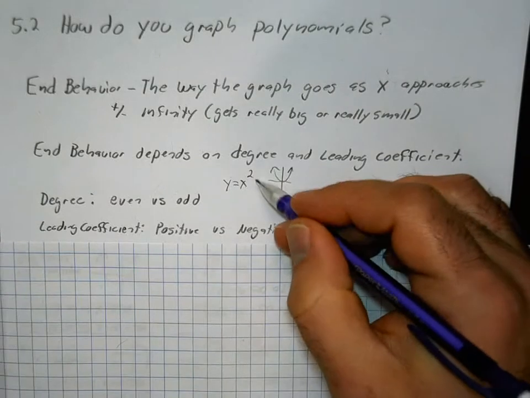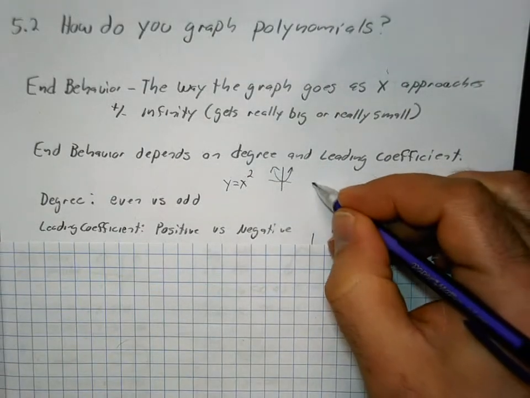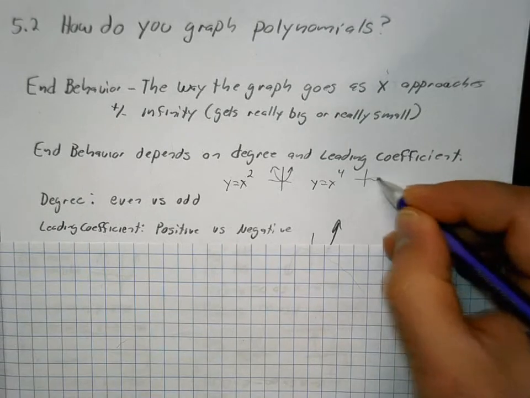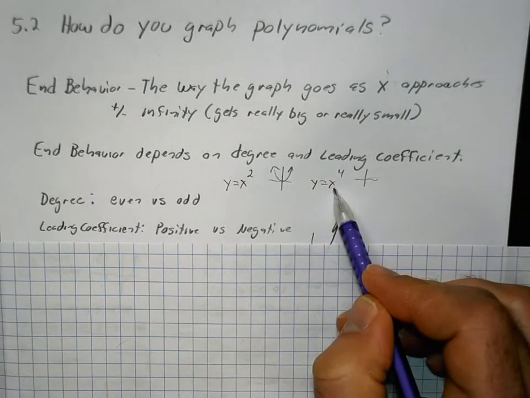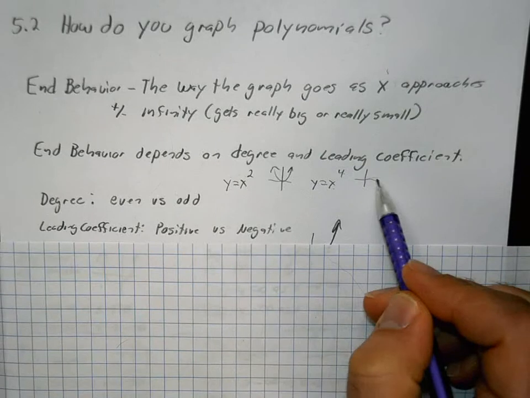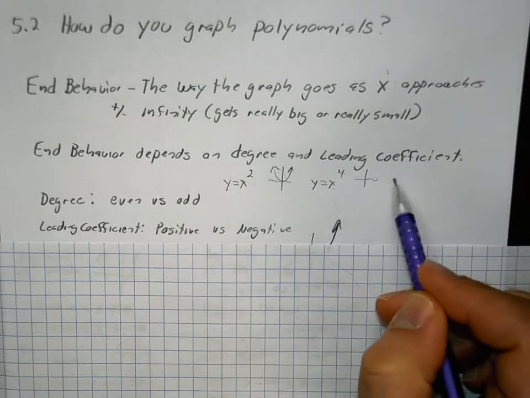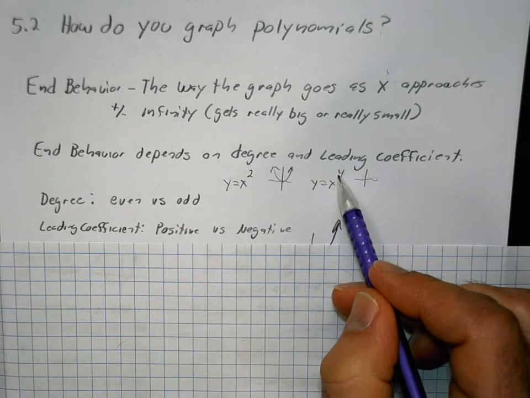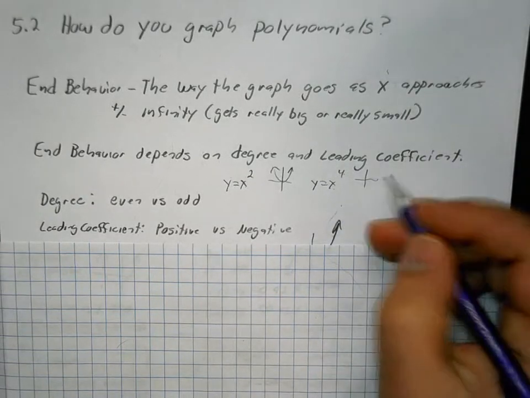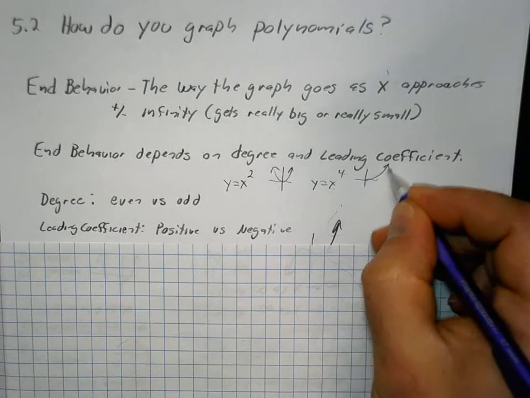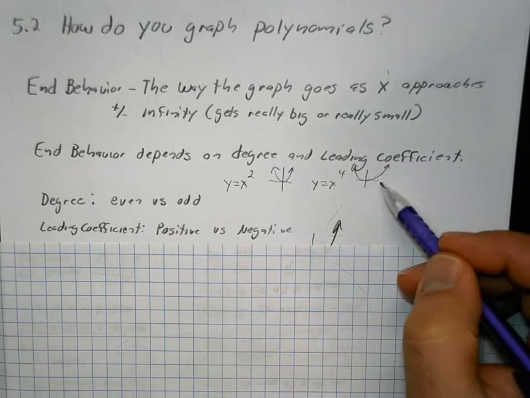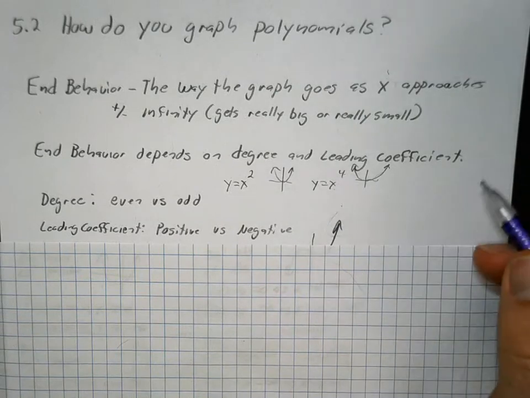Okay. What if I did a different even degree, like y equals x to the fourth? If I was to plug huge numbers in there and take them to the fourth power, the numbers are going to keep increasing to the right side. If I plug big negative numbers in there and I take it to an even power, it's going to create a bigger positive number. So the ends are going to continue to increase. Okay, so that's going to be the shape of those if I have an even exponent.